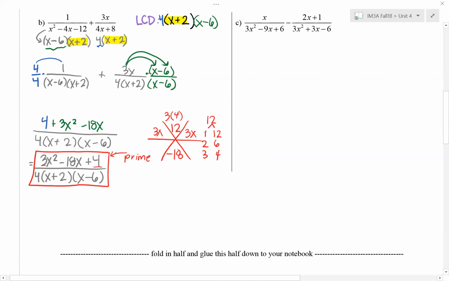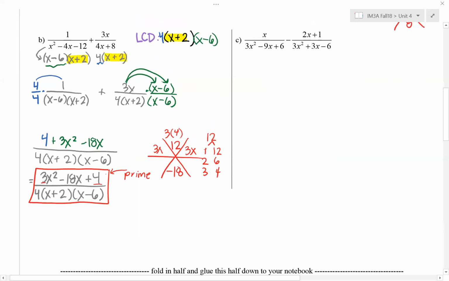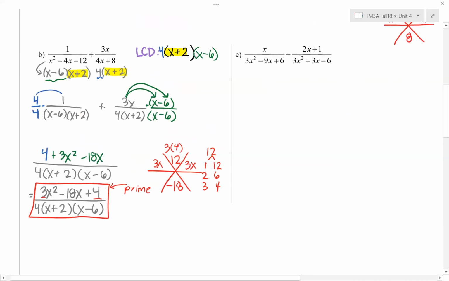Okay, so our big idea here is to factor and then create our common denominator. And so any factoring skill is valid again, just like it was with multiplying and dividing. So let's try one more together before you do some on your own.